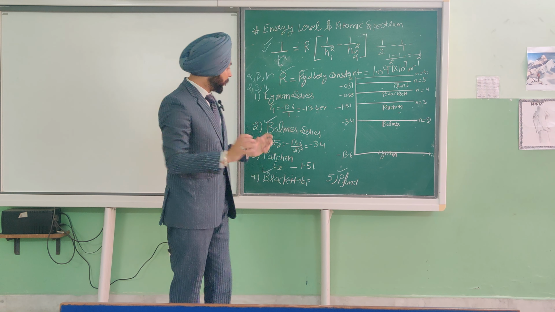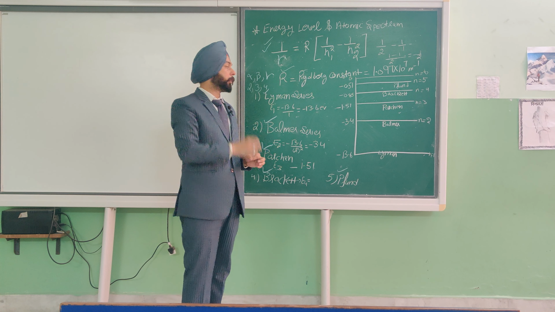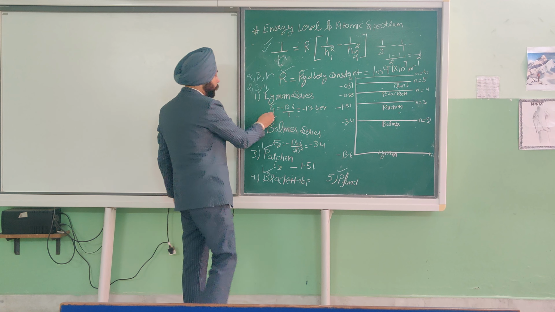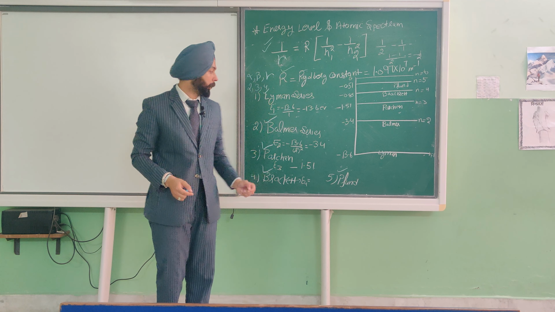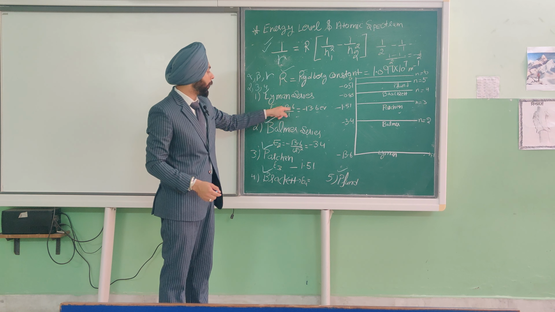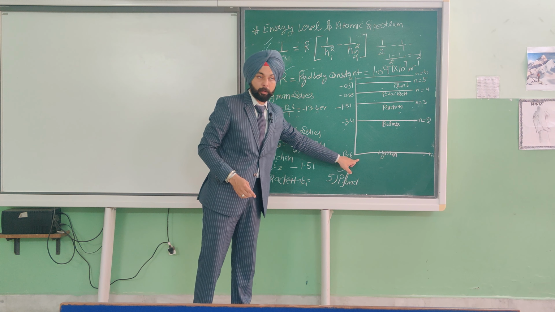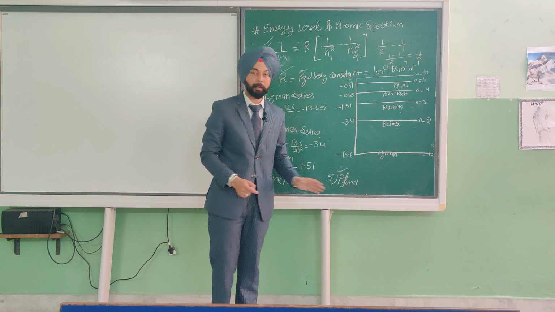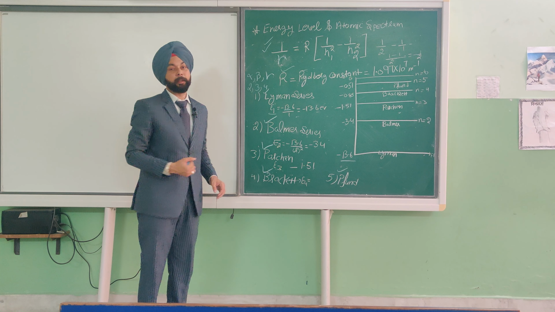Generally, in a previous class we had already discussed these things in the energy levels. If I talk about the hydrogen atom, E equals minus 13.6 upon n square, where n is equal to 1. We had already discussed that n equal to 1 means the ground level, and the energy is minus 13.6.